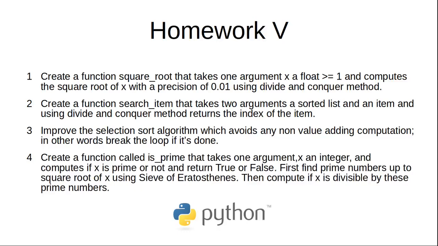Create a function called isPrime that takes one argument, x, an integer, and computes if x is prime or not, and return true or false. First, find prime numbers up to square root of x using sieve of Eratosthenes, then compute if x is divisible by these prime numbers.